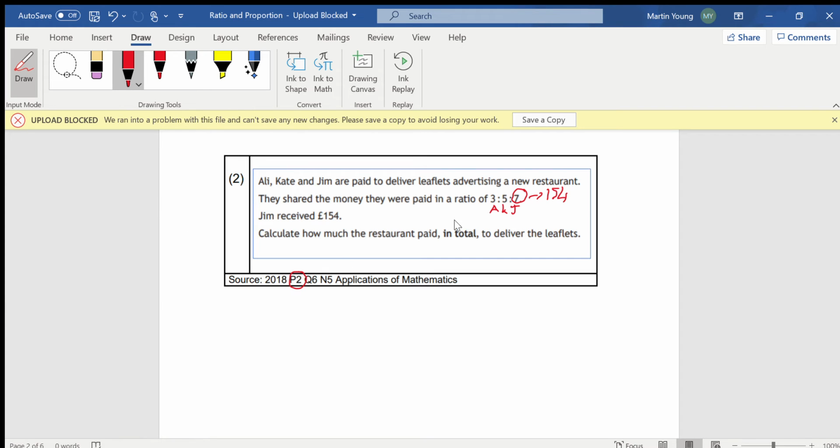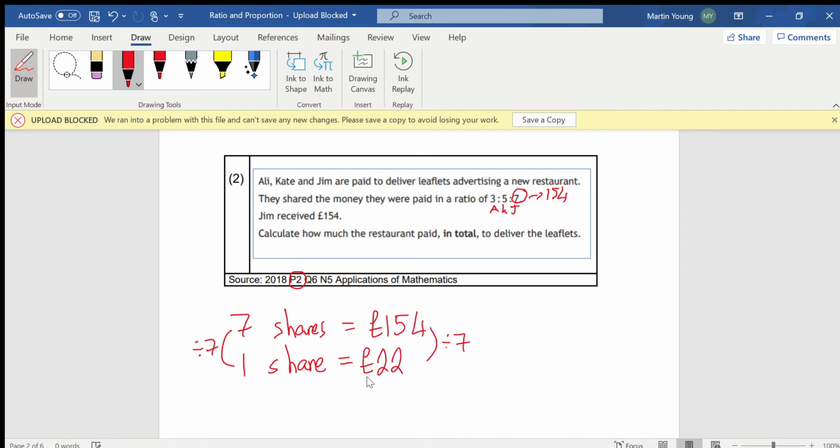Okay, so I am told that 7 shares equals £154. I want to work out that 1 share equals, and then use that. So I've divided by 7, so I'm going to have to divide by 7 over here. Don't have to do that wee bit of working, it's just to demonstrate to you why we're doing it. So 154 divided by 7, and that's 22. That is one that could have been done without a calculator, but the question's letting us use a calculator, so that's fine. So 1 share is £22.